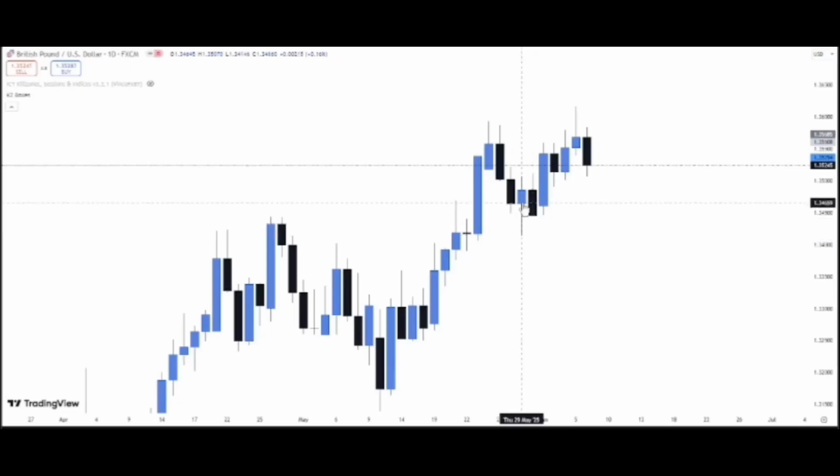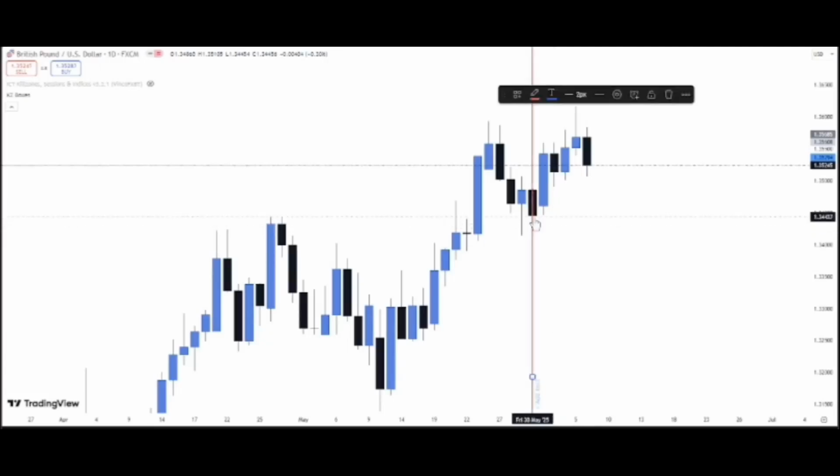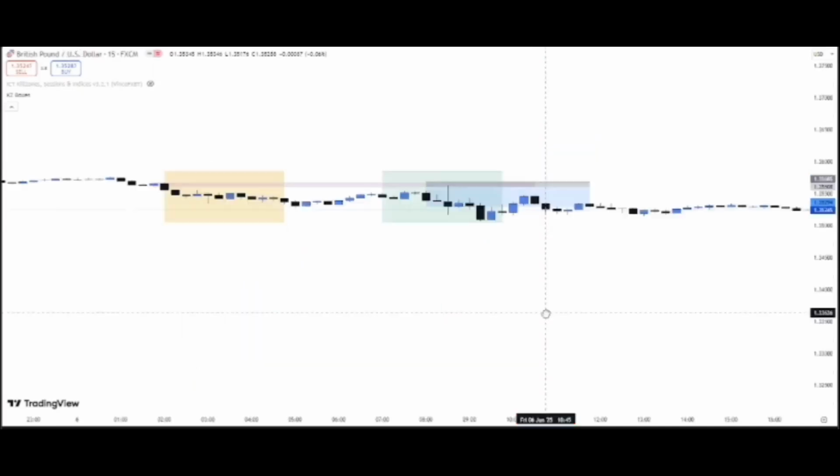This candle, this blue candle, was printed on 29th of May 2025. We don't want to trade on that 29th of May. We want to trade on the 30th of May. That's when this bearish candle printed. We want to trade on the 30th of May. So take note of that. Let me put a vertical line there so that it doesn't confuse us. So we want to trade on the 30th of May. Now we can go down to the 15M and see how we can take the trade.